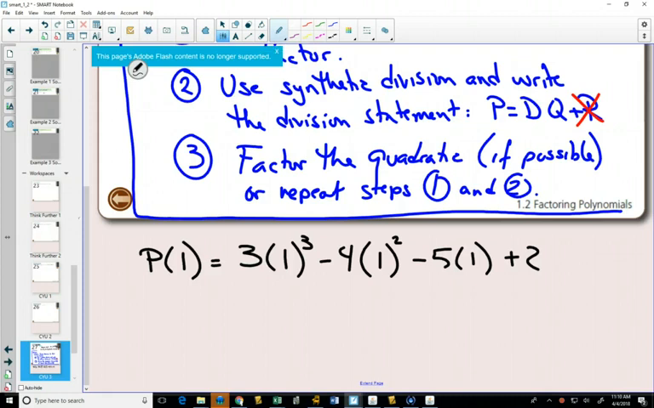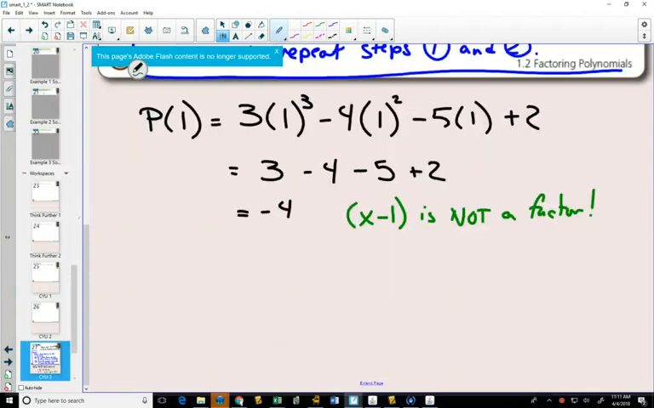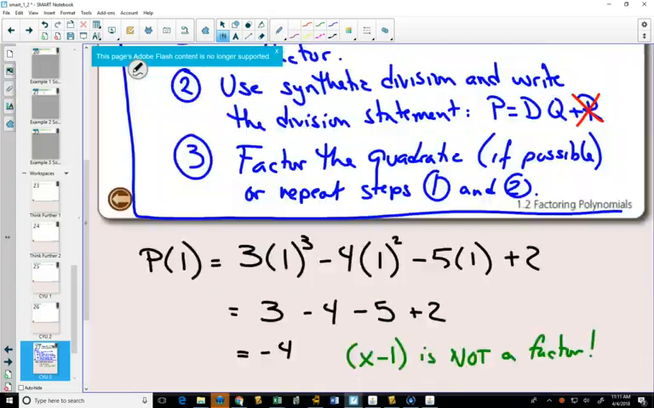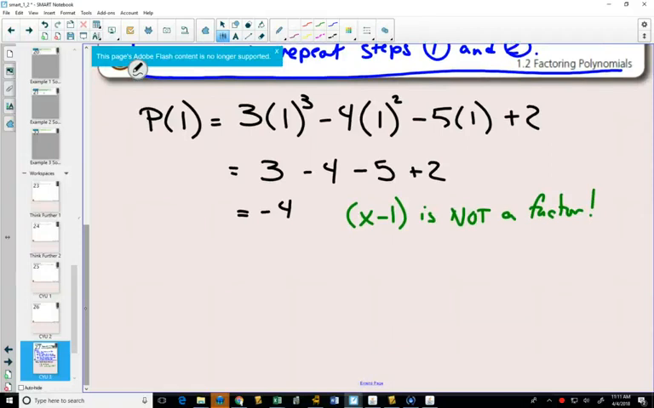So now when I simplify this, this is going to be 3 minus 4 minus 5 plus 2. This equals -4. This means that x minus 1 is not a factor. So step 1, I have to use the factor theorem to find one factor. I have not done that yet. My first attempt failed. So 1 doesn't work.